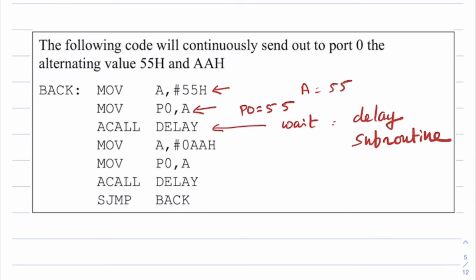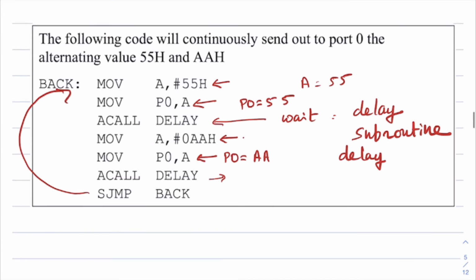The delay can be any value. So depending on the delay subroutine, we will know how much is the delay between sending 55H to the port and sending AA to the port. To send AA to the port, we move AA to the accumulator first and then send the accumulator to the port. So here P0 will become hexadecimal AA. And again we will call a delay and jump back to the main program.